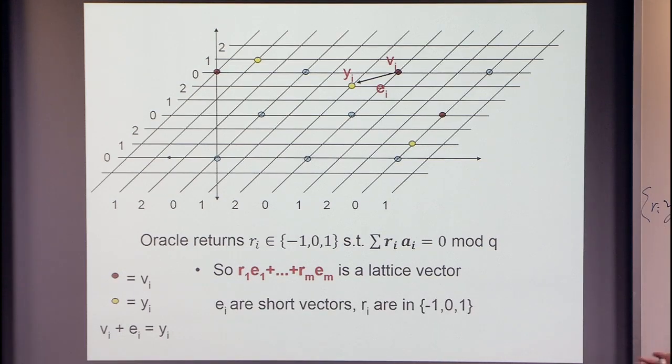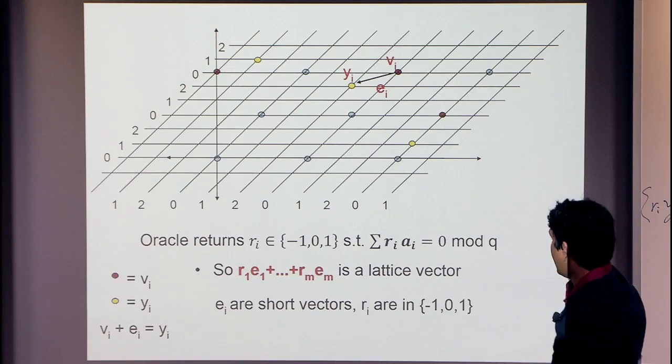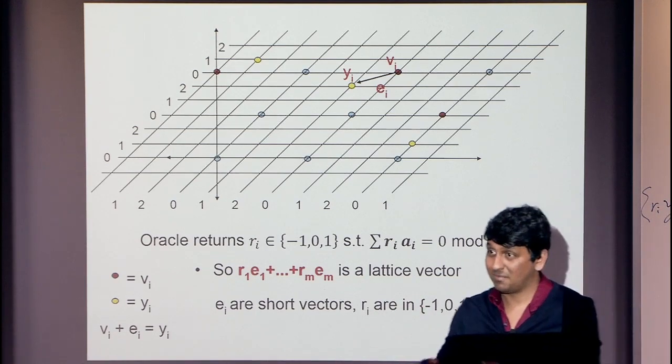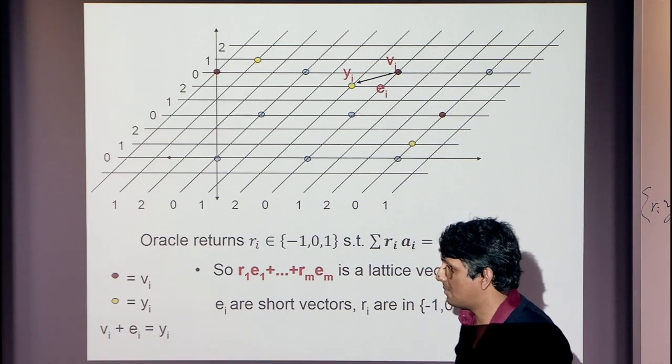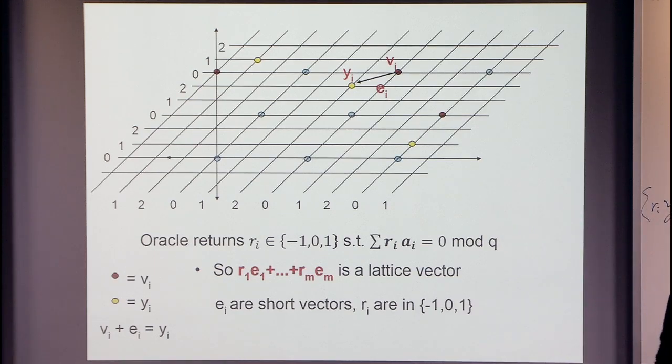So the E_i are short vectors. How long? About lambda_n. And the R_i's are in plus or minus 1. So I'm adding up about n of these guys. How long can this be? About n times lambda_n. Right? And that's it.